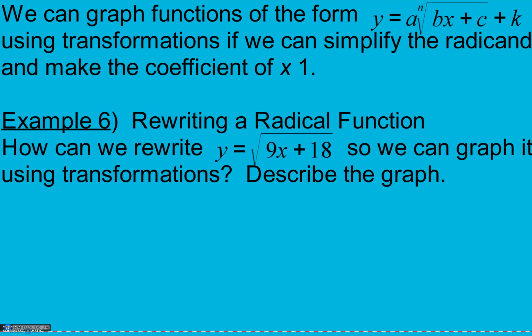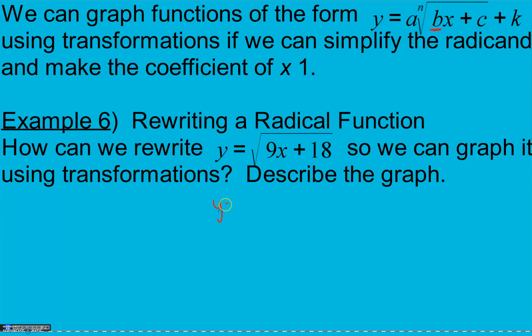We can graph any function of the form y equals a times the nth root of bx plus c plus k using transformations, as long as we can simplify the radicand and make the coefficient of x just 1. So this b value we somehow have to factor out so that our x value is just a 1. So here in example 6, I'm going to rewrite this function so that we can use transformations, and then I'm going to describe the graph, so tell what those transformations were.